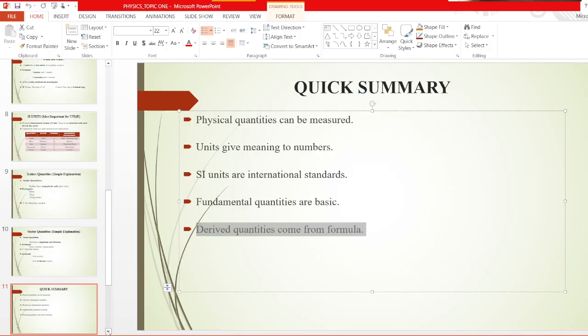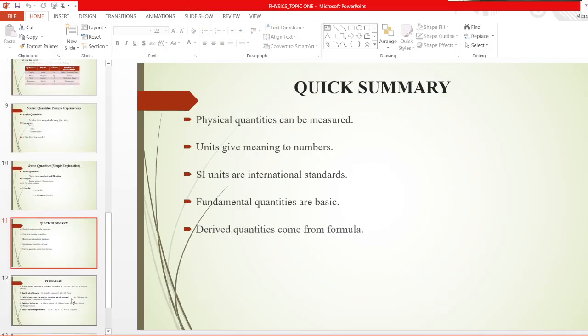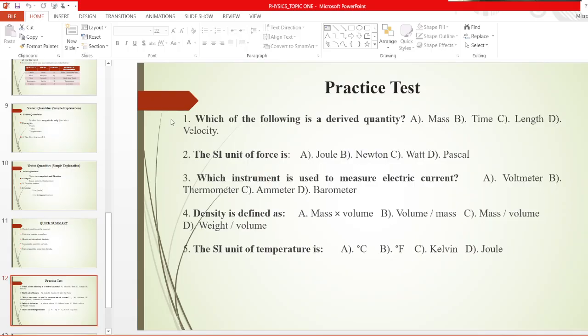So having quickly done a summary, let's ask ourselves some practice tests. Which of the following is a derived quantity? Remember, you must know the meaning of derived quantity. These are quantities that are based on two or more fundamental quantities, and it is only achieved through a formula. Mass is a fundamental quantity, time is a fundamental quantity, length is a fundamental quantity, but velocity is not a fundamental quantity. It has to do with speed and time.